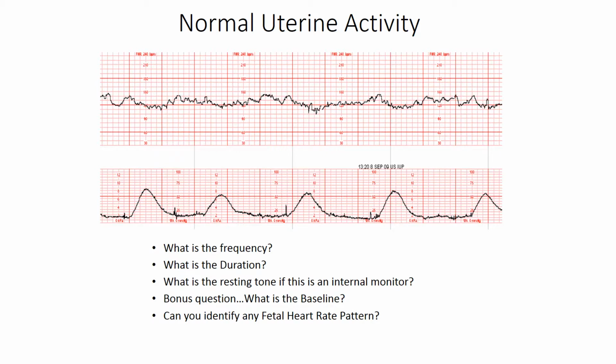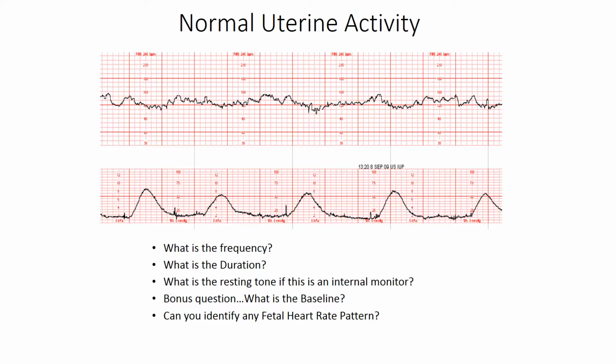So if we're looking at normal uterine activity, and we look at this strip, on the top represents the fetal heart rate tracing, and on the bottom it represents the contraction pattern. And each of those little squares on the bottom represent 10-second increments. The dark red lines represent 1-minute increments, or 6 little boxes.